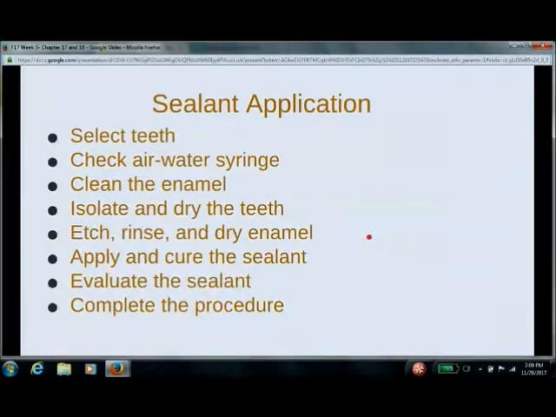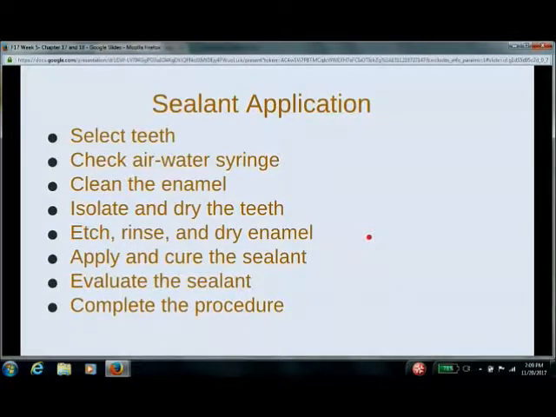So these are the steps. You select the teeth, which will be given to you. So the dentist will say, we're going to seal tooth number 3 and tooth number 14 today. Those are both first molars on the maxillary arch. You check your air water syringe by blowing it to make sure that there's no water coming out of the end. Then we clean the enamel with the Profi cup and paste.